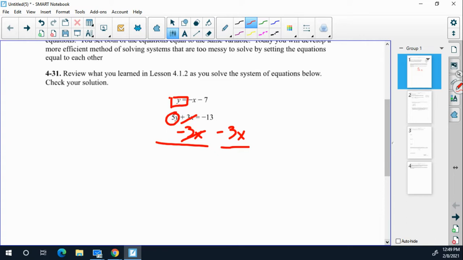Okay? So those cancel out. So now we have 5y equals, now I usually put my x term next because that's what we do in slope-intercept form. Okay, so everyone needs to be copying this down.